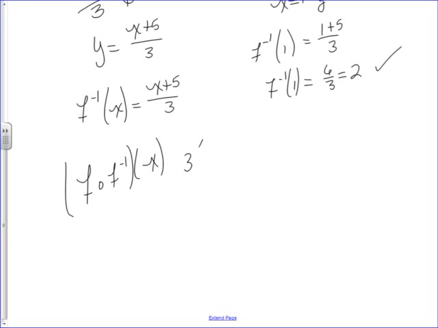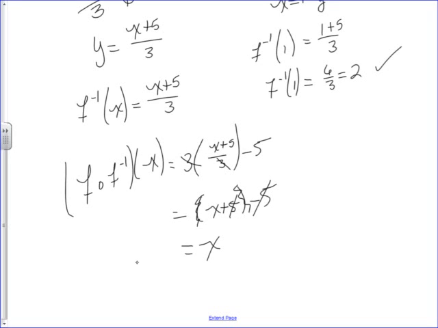So, let's do this. 3 times (x plus 5 over 3) minus 5. All right, now multiplying this through, the 3s will cancel out, leaving us with parentheses x plus 5 minus 5. Well, now the parentheses are useless, so let's get rid of them. 5 minus 5 cancels out. Bazinga, we got x.